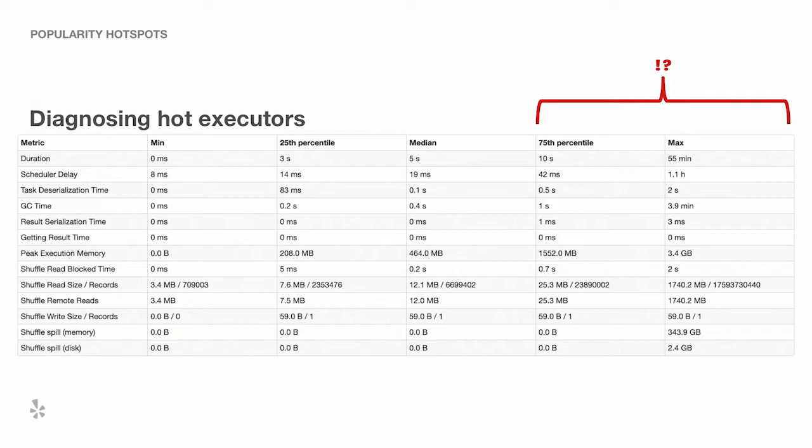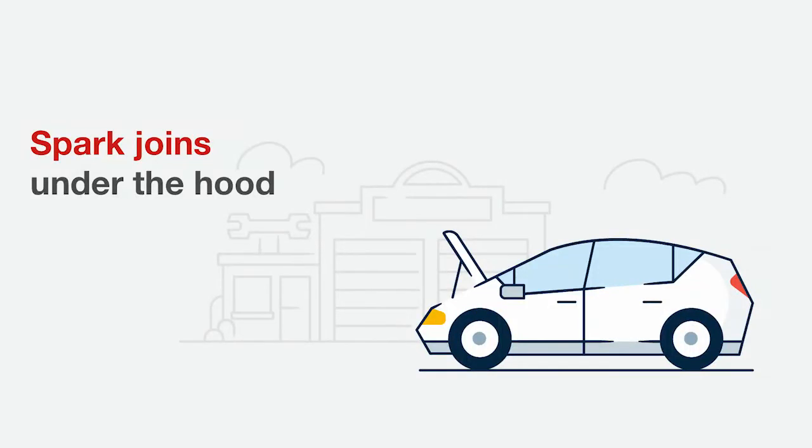There's an associated cost problem with that, right? Because while all of the other executors are just sitting idle waiting for that stage to finish, you're basically wasting money, because somebody else could be using those nodes for a different job. So why do we get this kind of performance hit from skewed data? Well, let's dig a bit into how Spark joins work under the hood, and that will become a little bit clearer.